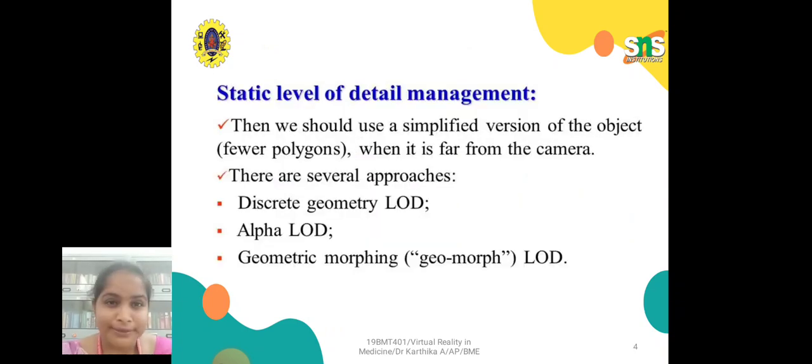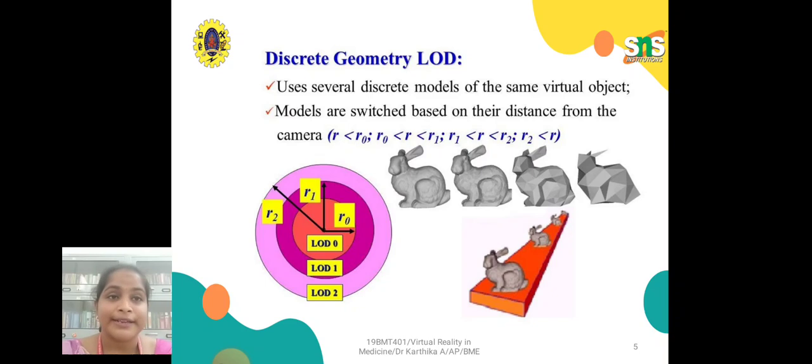Okay, the second one is static level of details management, where we use a simplified version of the object using fewer polygons when it is far from the camera. There are several approaches. We have discrete geometry LOD, alpha LOD, and geometric morphing, called geomorph LOD. Discrete geometry LOD uses several discrete models of the same virtual object. Here the models are switched based on their distance from the camera.